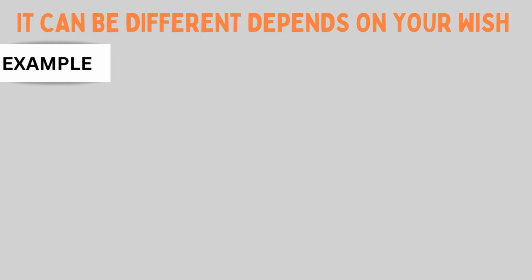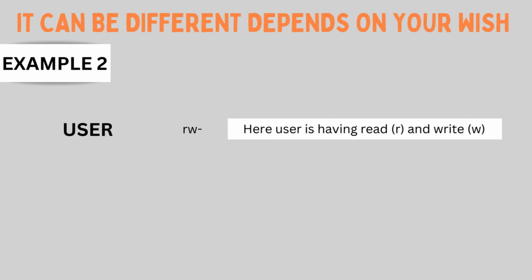Let's look at the following example to better understand what I mean. You can allocate any type of permission to a user. For example, a file might have both read and write permissions assigned to it. This means the user can view the contents of the file and make changes to it. The flexibility in permission settings allows you to control access and manage files effectively based on your needs.